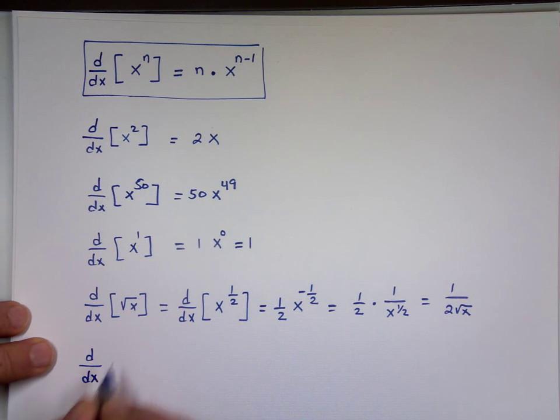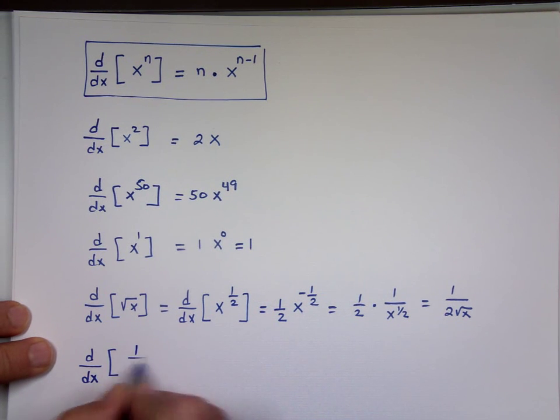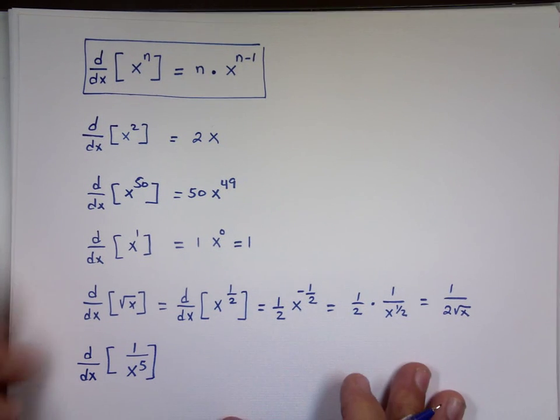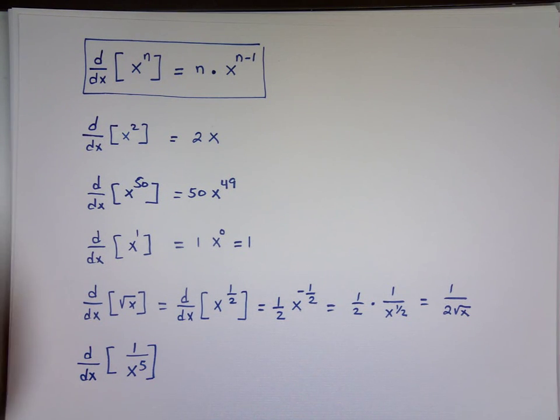The derivative of 1 over x to the 5th. All of these, I'm using that rule. As long as I can write the problem as x to a power, I can use that rule. So let's think about 1 over x to the 5th. Can I rewrite that? X to what power? Negative 5, yes.